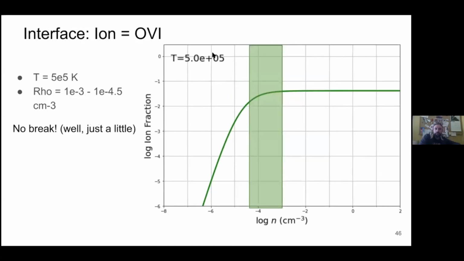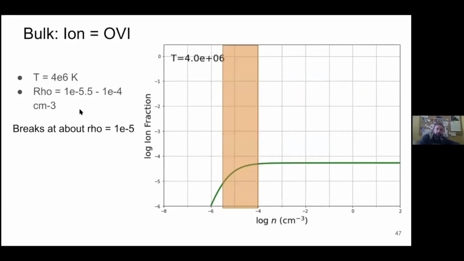The interface is mostly flat. So here's the temperature of the interface, and here's what oxygen 6 looks like at that temperature. Here's the density range that the interface is actually at. So this is nearly flat. It is declining a little bit over here, but we're going to say it's approximately flat for where we are. And the bulk region is at this temperature, and here's the oxygen 6 curve. Notice it's way lower just in general. This one definitely has a break. You could say this top region is approximately flat, and this region is approximately declining.